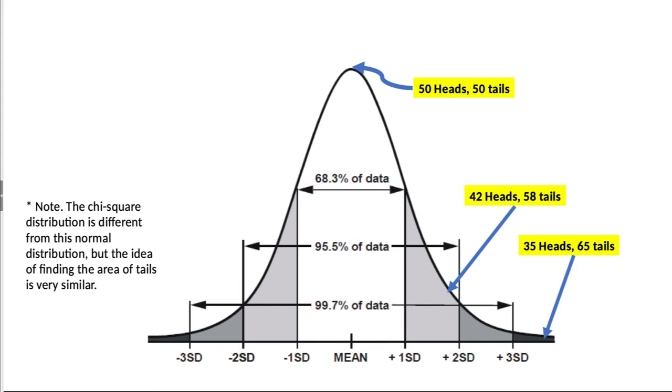As we move away from the mean, as we get more and more heads or more and more tails, we start to have less and less likely outcomes. For example, 42 heads and 58 tails might be way over here, relatively unlikely compared to 50-50. And as we move even further to the right, 35 heads and 65 tails would be much less likely if the coin is fair.